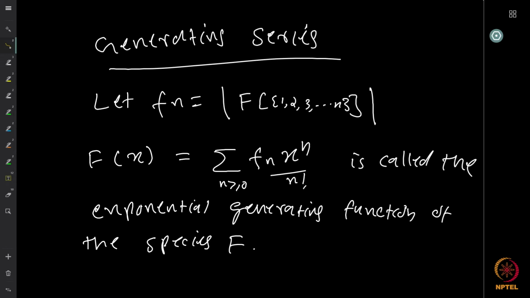Now, as we know, to form generating series we can multiply by x raised to n, and then, depending on how f_n grows, we will either normalize by n factorial or something like that. Here we do that. We define F of x as the summation over all n greater than or equal to 0 of f_n x^n by n factorial. As we have seen in the case of generating functions, this is called the exponential generating function of the species F. So this counts f_n, and to recover f_n, you just find the coefficient of x^n by n factorial in F of x.